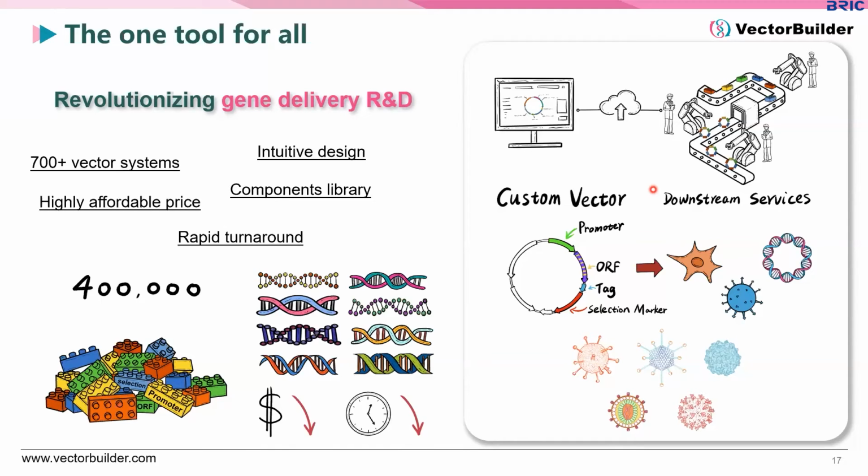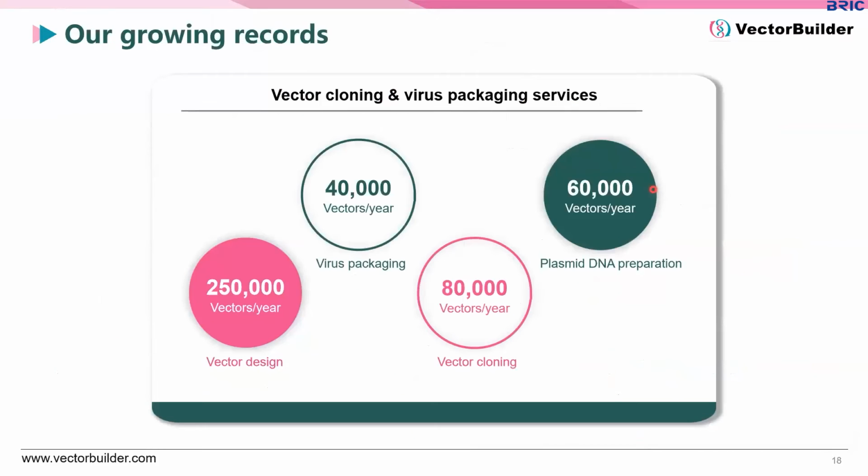So we want to minimize all the hassles that researchers have to experience when they are simply constructing and producing these vectors. Our records are rapidly growing over the years. Based on our recent analysis, each year we design over 250,000 vectors. We package 40,000 vectors a year. We clone 80,000 vectors a year. And we also prepare more than 60,000 plasmid DNA each year.